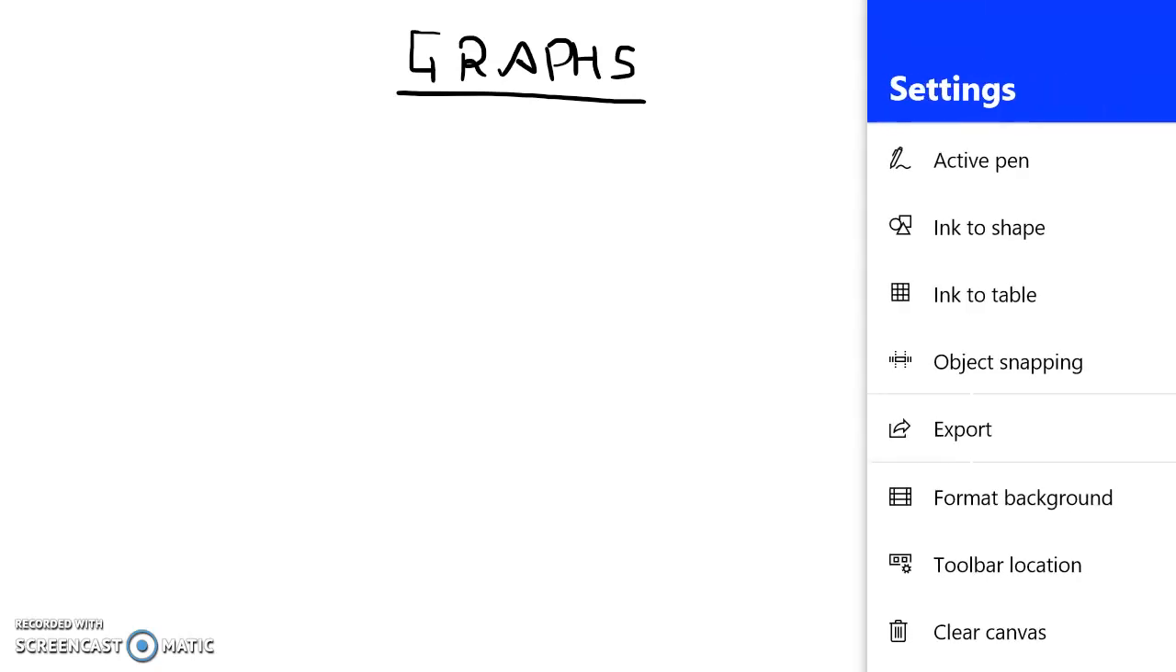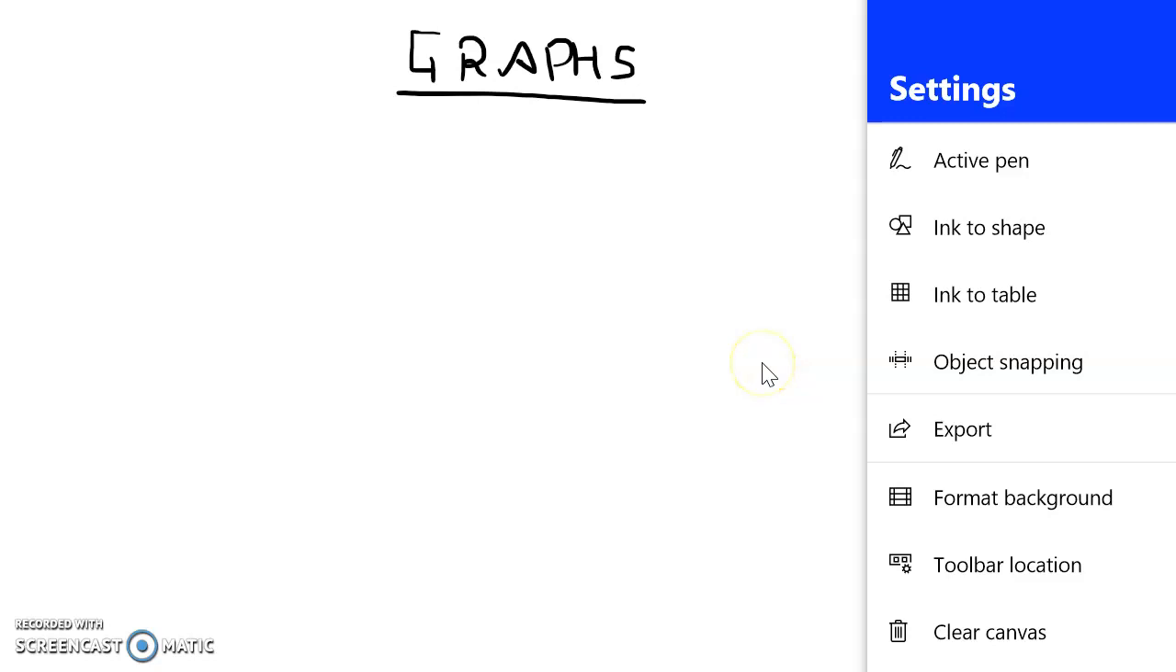So guys, the next chapter we are starting is graphs. Very important, though very basic. You just need to understand things. Graphs. I hope you know the basics of the graph.